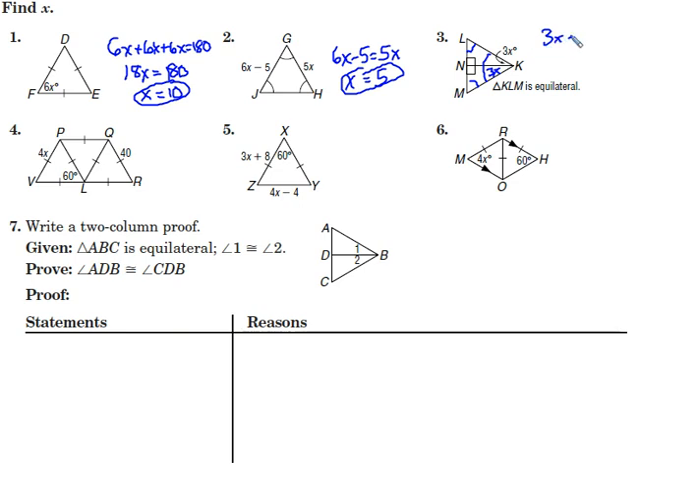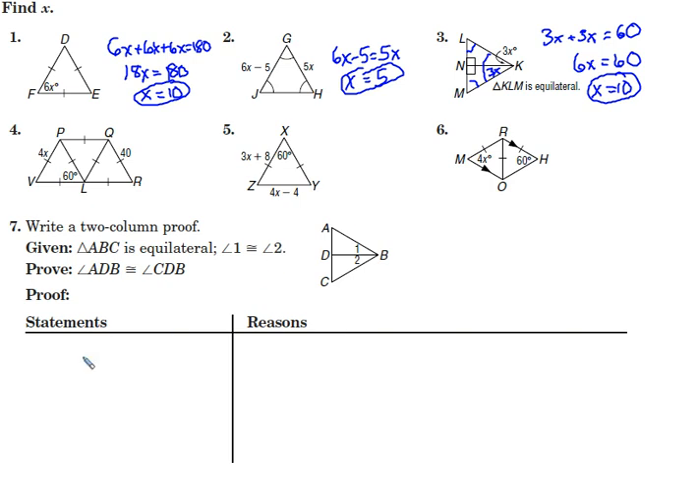3x plus 3x has to add up to 60. 3x and 3x make 6x. 6x equal to 60. Divide both sides by 6. X is 10. So you're going to use similar strategies for 4, 5, and 6.